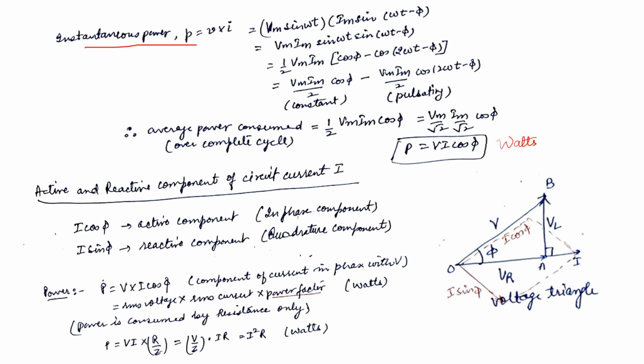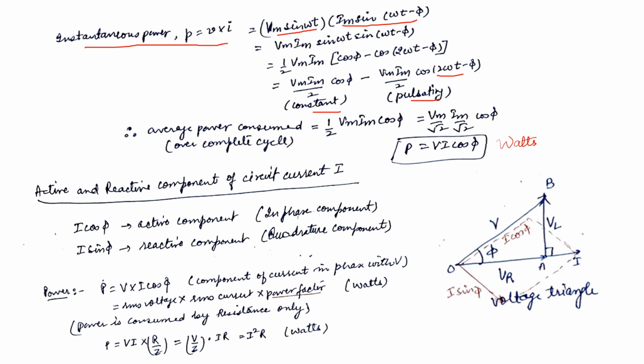Instantaneous power for the series RL circuit can be obtained as the product of instantaneous voltage and instantaneous current. So we have substituted the equations for the voltage and current to get the instantaneous power p. It consists of two terms: one is the constant term, the other is the pulsating or fluctuating term, and it is pulsating at double the frequency of the voltage or the current waveforms.